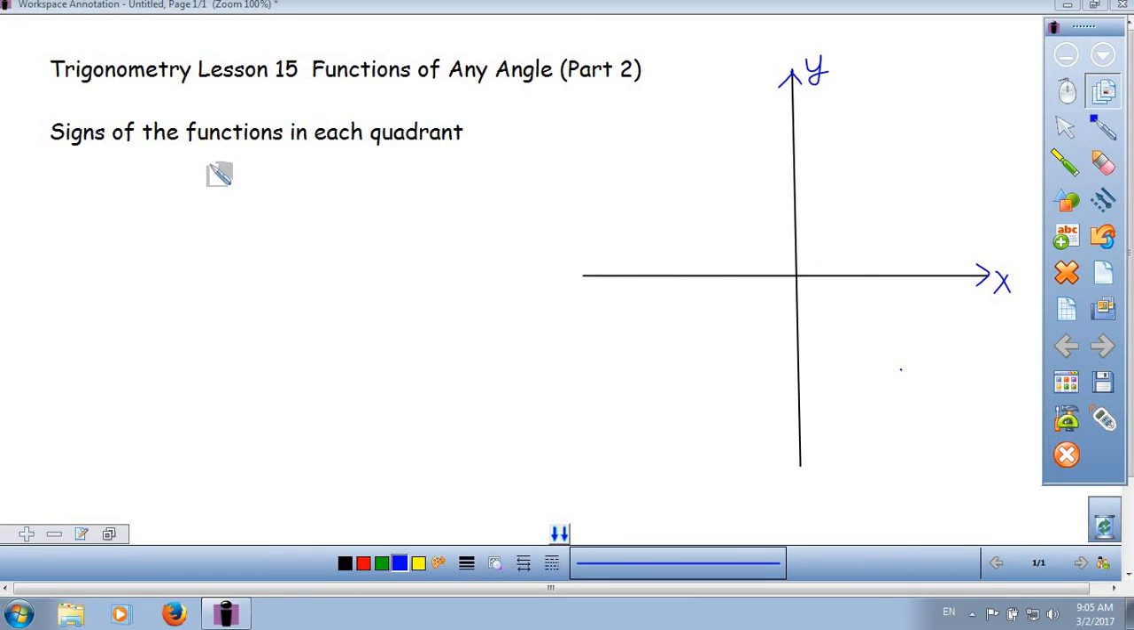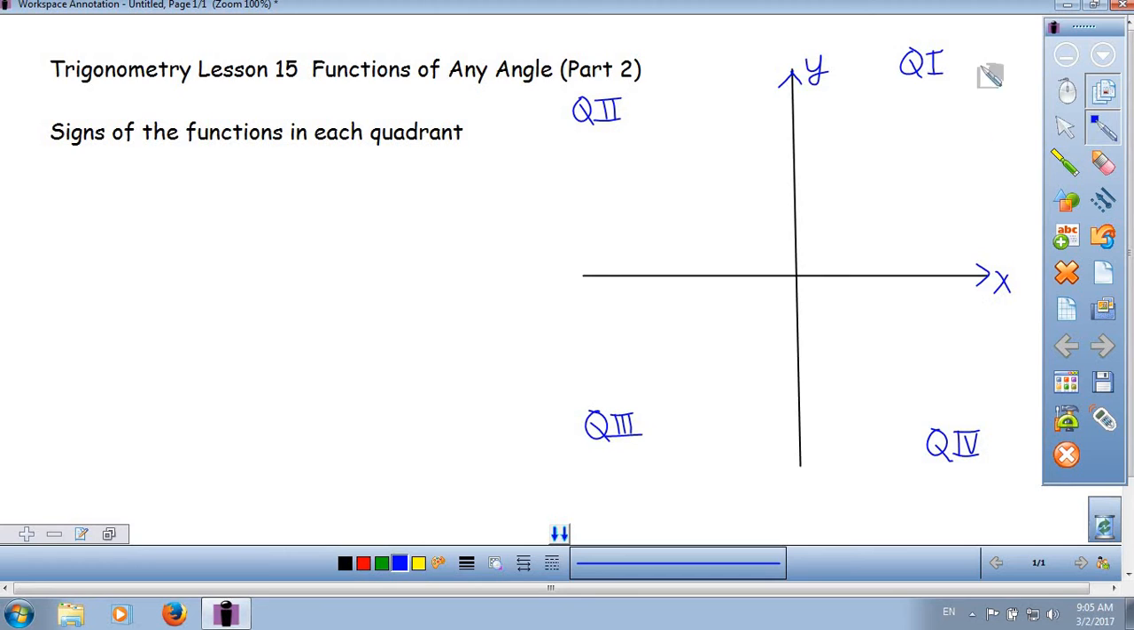Now today we have a few things we have to mention on top of that. One of the most important things is the signs of the functions in each quadrant. As we talked about last time, depending on which quadrant you are in, you're going to affect the signs of your functions. Now, why is that? Let's go ahead and label the quadrants again. Quadrant 1, quadrant 2, and then we'll take a look at why that is. Quadrant 3 and quadrant 4.